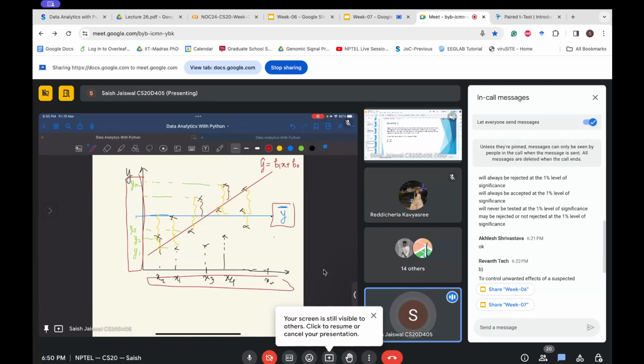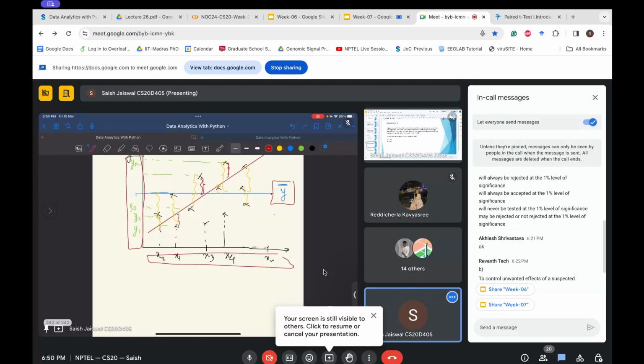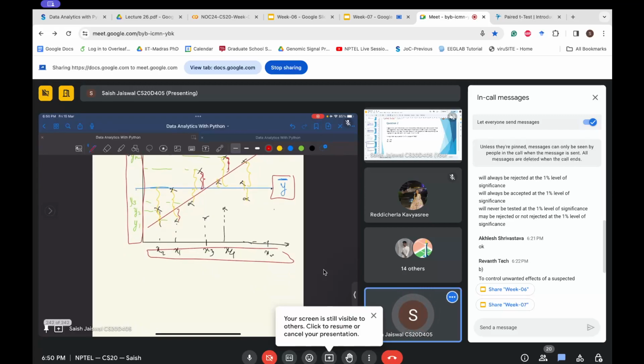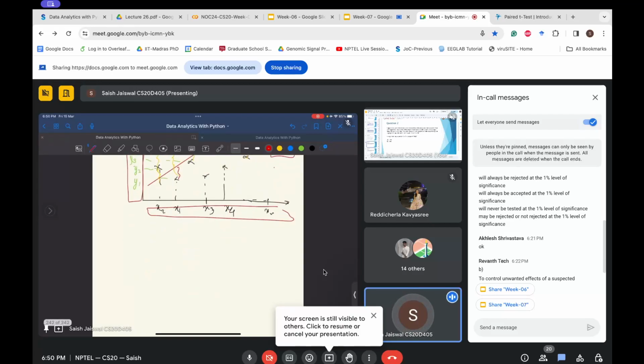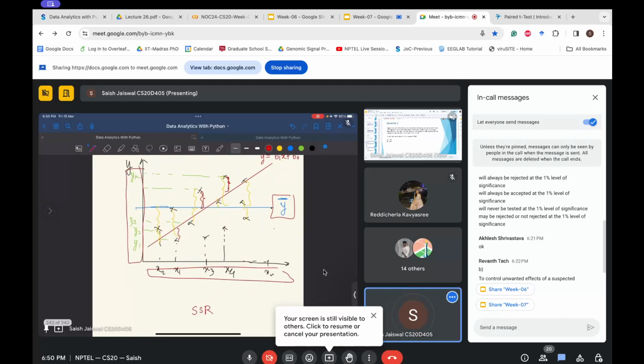So you can see that the error is getting reduced with respect to the naive prediction. So this particular error due to the line equation is known as sum of square due to regression, or y minus y bar square.